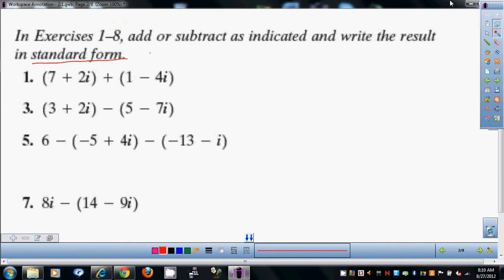What you will need to know is that standard form of an imaginary number will have a real portion and an imaginary portion. Of course, sometimes the real portion is just 0, but it can have a number being added or subtracted to it. Looking at number 1, if you had to hope for the easiest possible way to work that problem, how do you think number 1 would work? Yeah, exactly, like terms. 7 and 1, 2i plus negative 4i, and that's really all there is to adding or subtracting imaginary numbers.